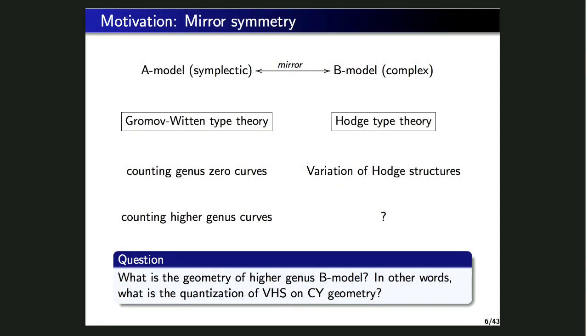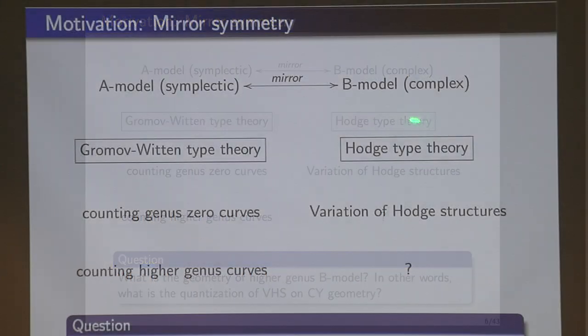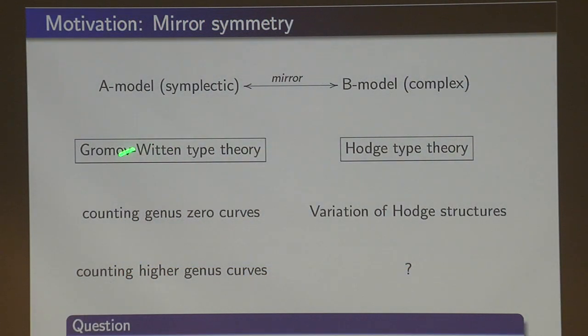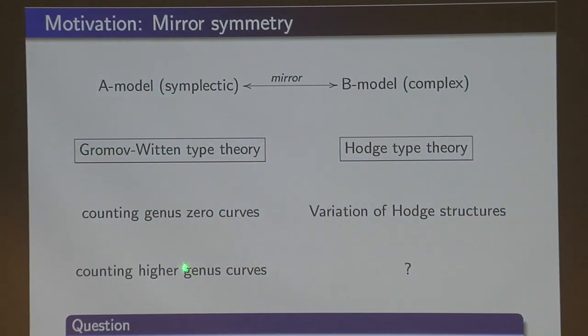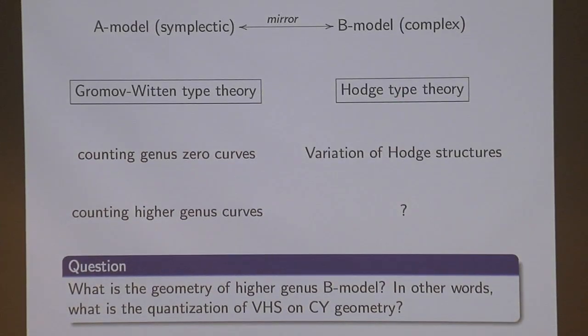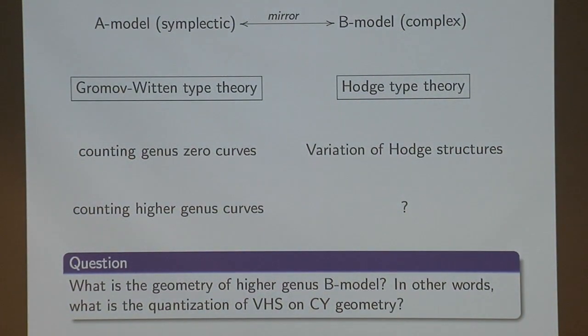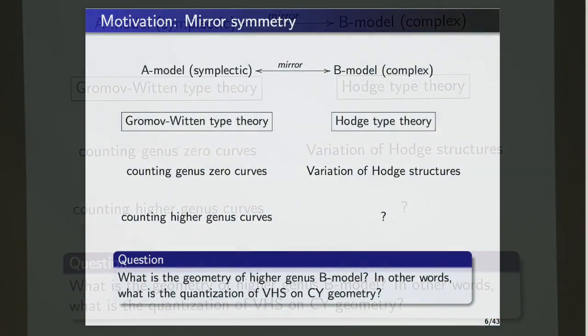That's one motivation. The second motivation comes from mirror symmetry, and Professor Jun Li just gave a very nice discussion on this history, so I'll be very brief. This mirror symmetry links the A model to the B model, symplectic to complex. Here you have the Gromov-Witten type theory, and the B side has Hodge type theory. For example, if you count rational curves, you get this variation of Hodge structures. The natural question is if you count higher genus curves, what's happening on the B side, which amounts to some quantization of this variation of Hodge structure on Calabi-Yau geometry.